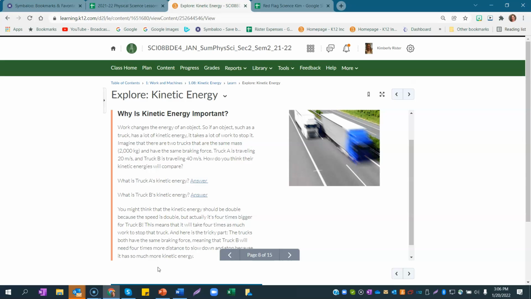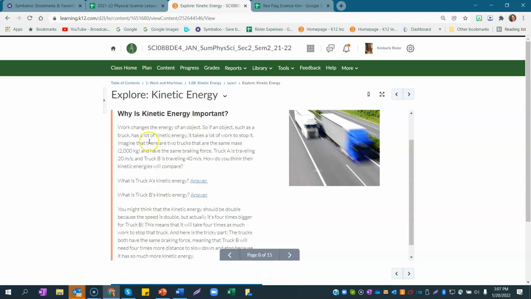So work changes the energy of an object. If an object, such as a truck, has a lot of kinetic energy, it takes a lot of work to stop it. Imagine that there are two trucks that are the same mass, 2,000 kilograms, and have the same braking force. Truck A is traveling at 20 meters per second, and truck B is traveling at 40 meters per second. How do you think their kinetic energies will compare?